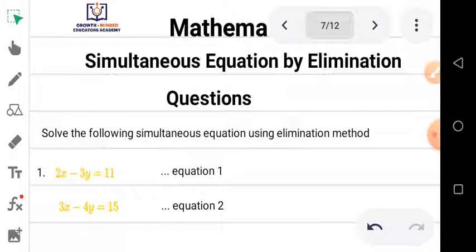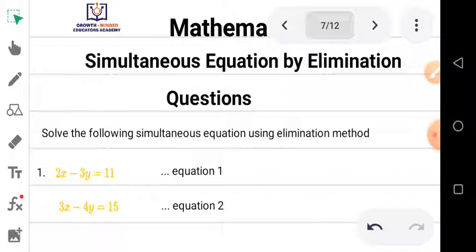Now there are some things you need to take note of when you're using the elimination method. One is that any variable that you want to eliminate must have the same coefficient. For example, we have this question: 2x minus 3y equals 11 and 3x minus 4y equals 15. If you are to eliminate x, x must have the same coefficient in both equations. That means if x is 2x in equation 1, it must be 2x in equation 2. If x is 4x in equation 1, it must be 4x in equation 2. The same thing with y. If you want to eliminate y, they have to have the same coefficients.